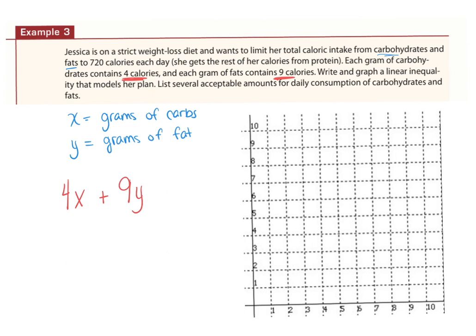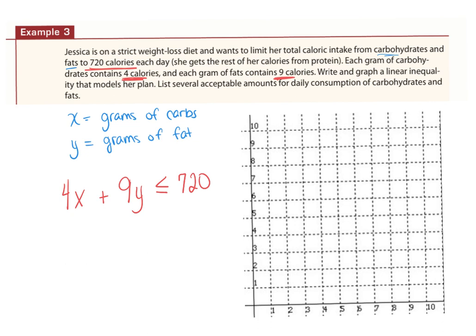And she wants to keep this under a certain number. What's that number? Right here. How do I write under a number? Less than. And actually it said limit it to, so it can be less than or equal to, because she didn't say that she had to be under, that she wanted it limited to that. So it can also include that 720.